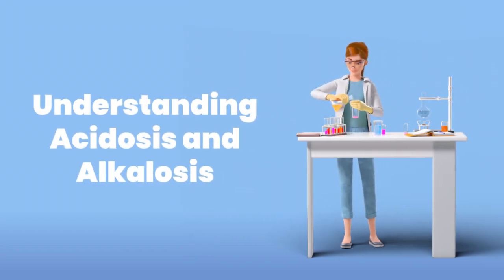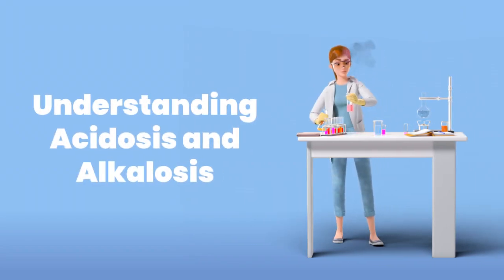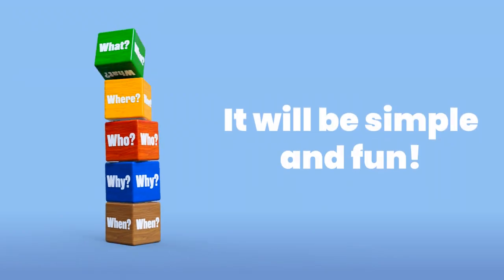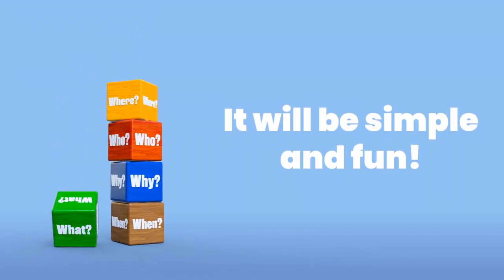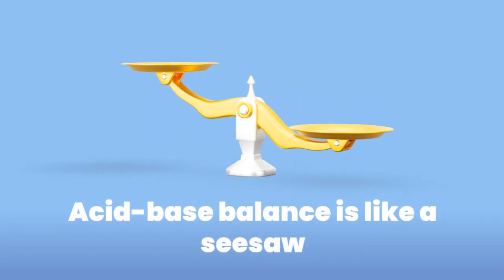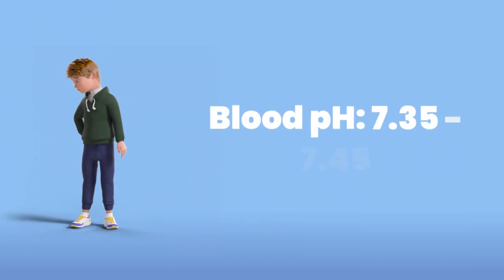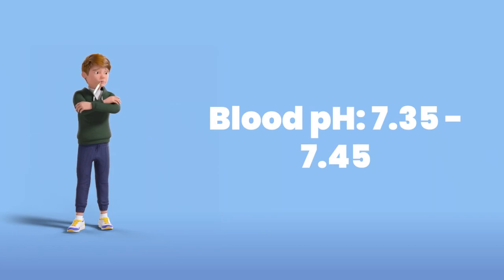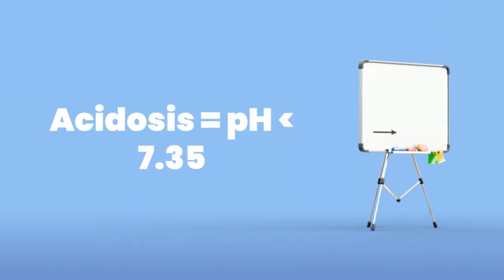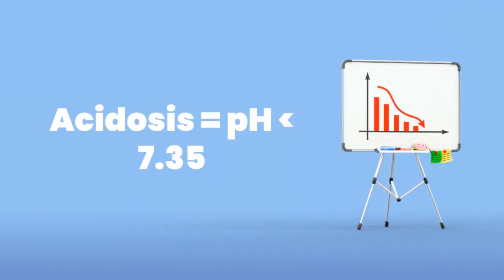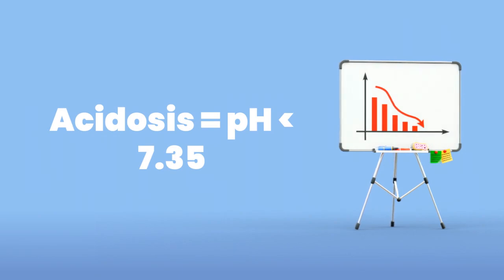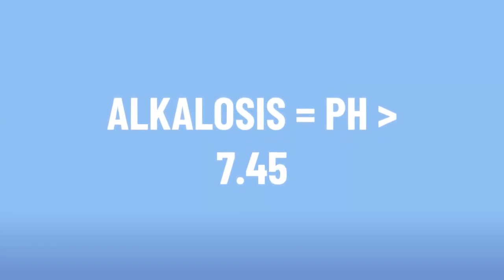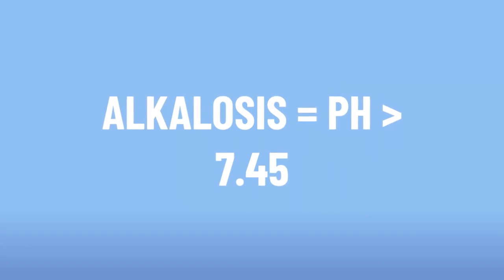Today, we're breaking down acidosis and alkalosis, one of the most important and tricky topics for NCLEX and clinical practice. Don't worry, we'll make it simple, interactive, and even fun. Remember, acid-base balance is like a seesaw. Blood pH should stay between 7.35 and 7.45. Acidosis equals pH less than 7.35, seesaw tips left, too acidic. Alkalosis equals pH over 7.45, seesaw tips right, too basic.